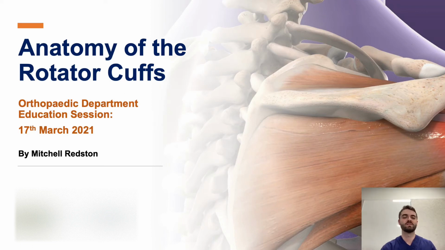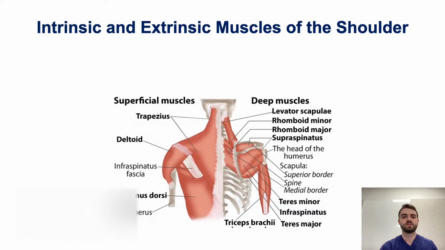So good morning, everyone. I'll be talking today about the anatomy of the rotator cuff muscles, and also trying to make it a bit clinical a bit later on in the presentation. I wanted to just start with the shoulder joint and some of the muscles that surround the shoulder joint and are involved in the movement of it.